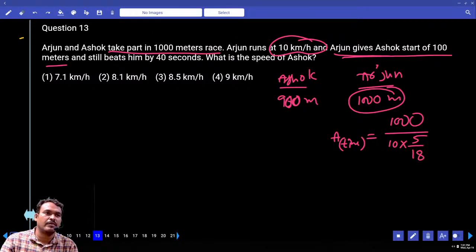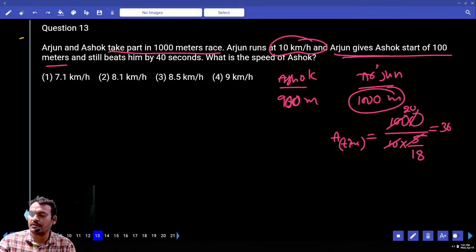Because kilometer per hour is converted to meter per second. 10 into 5 is 50, the 0 cancels. 5 how many times? 20 times. 20 into 18 is 360 seconds. 360 seconds. That is which time?